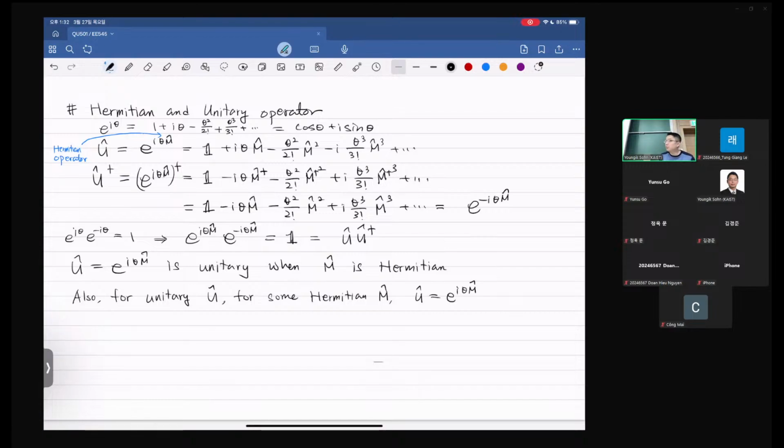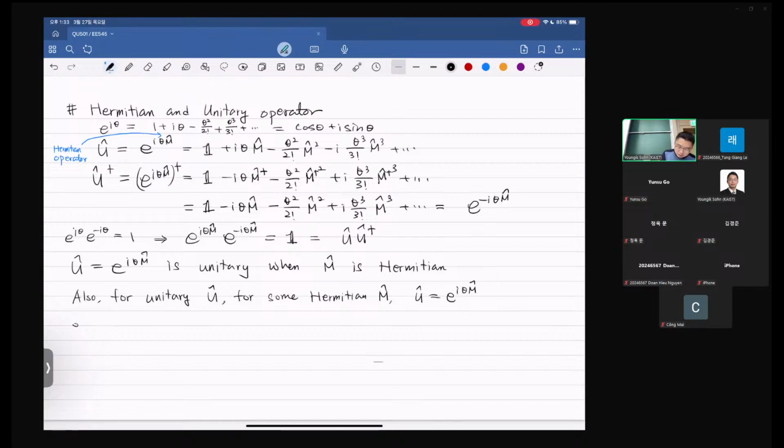I didn't give you the proof, because it's just too complicated, so I omitted it here, but that's the conclusion. Exponentiate a Hermitian, you get U. And for a given U, you can always find such an M.